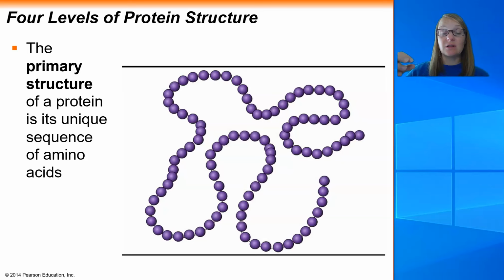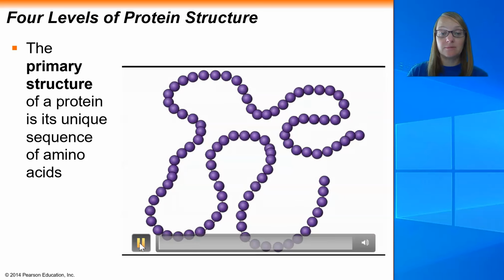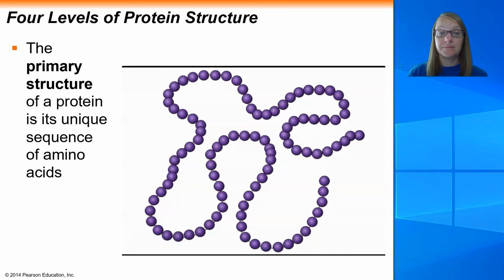This is just the unique sequence of amino acids that are strung together to form that chain that is the polypeptide. Let's take a look at this animation. Each protein has a unique primary structure, a particular number and sequence of amino acids making up the polypeptide chain. 20 different amino acids are used to build proteins. Theoretically, the various amino acids could be linked in almost any sequence, forming an almost infinite variety of different proteins.